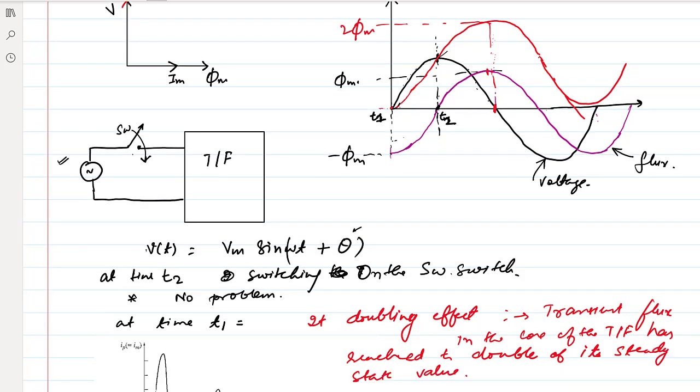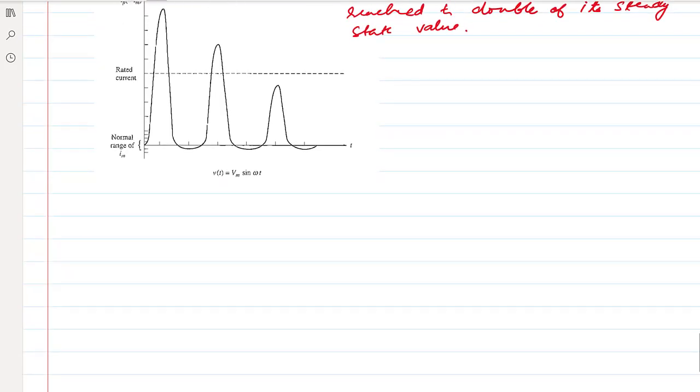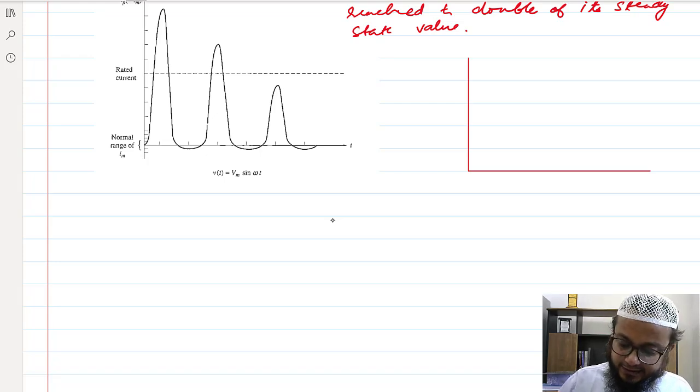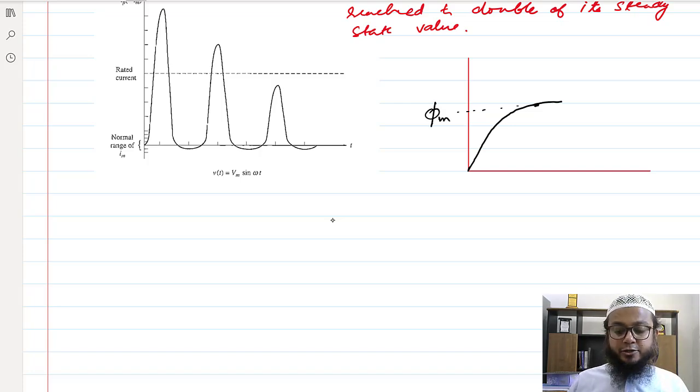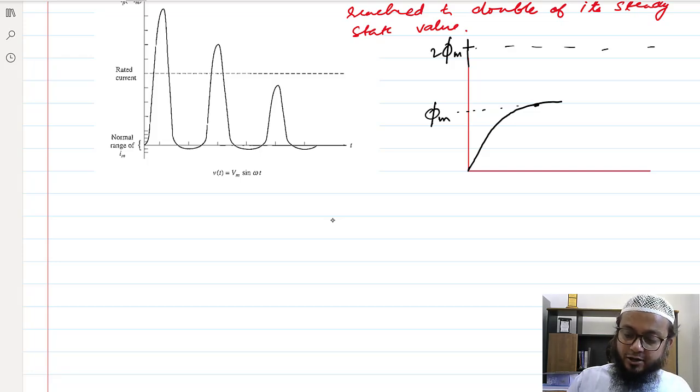Now what is the problem of this kind of condition? That means if you see the BH characteristic, and generally we operate at its knee point where this is phi m, right? But you have applied full voltage and the flux demand has gone up to 2 phi m.